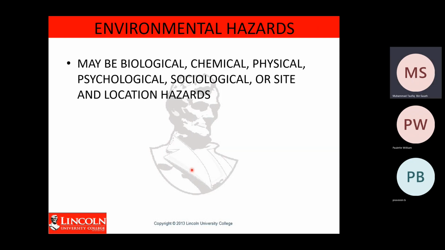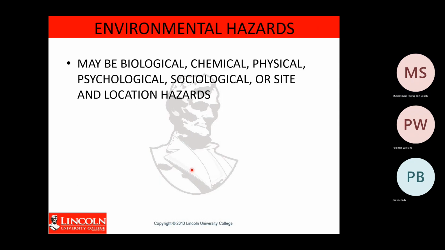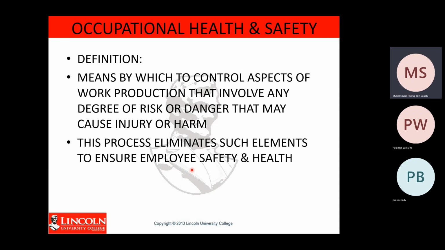Environmental hazards can be biological, chemical, physical, psychological, sociological, or site and location hazards. Anything affecting the health or the safety of human beings is what we call an environmental hazard. So anything that can harm human beings that comes from the environment is what we call an environmental hazard.